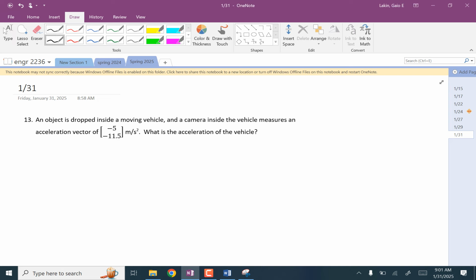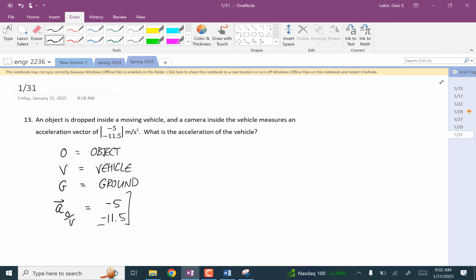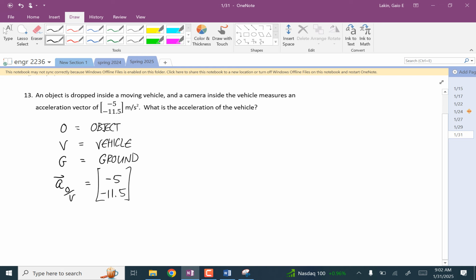So we have a camera that's mounted to the car. So whatever the car's acceleration is, that's the camera's acceleration. And I'm going to call O the object that falls, that's dropped. V, I guess, is the vehicle. And G is the ground. And we know that the acceleration of the object relative to the vehicle is -5, -11.5. And since this object is in free fall, the acceleration of the object, if you're watching it from the ground, would be 0, -9.81.